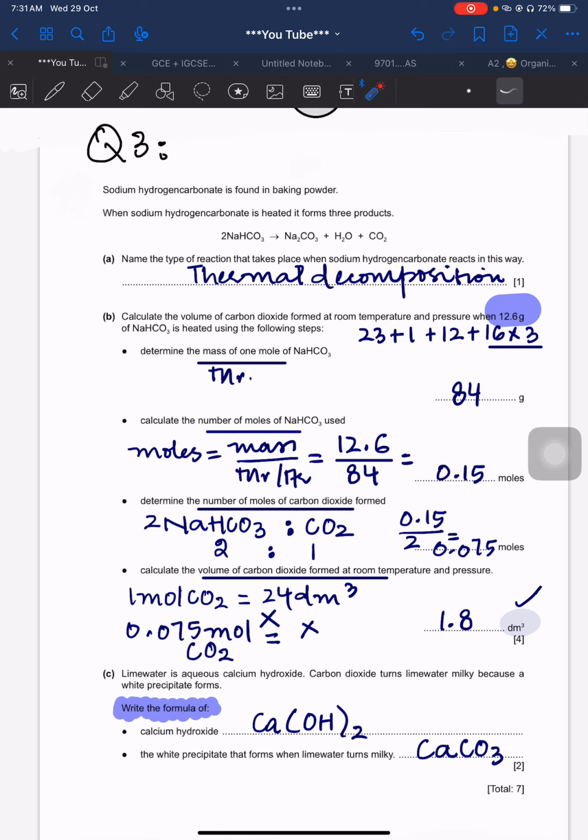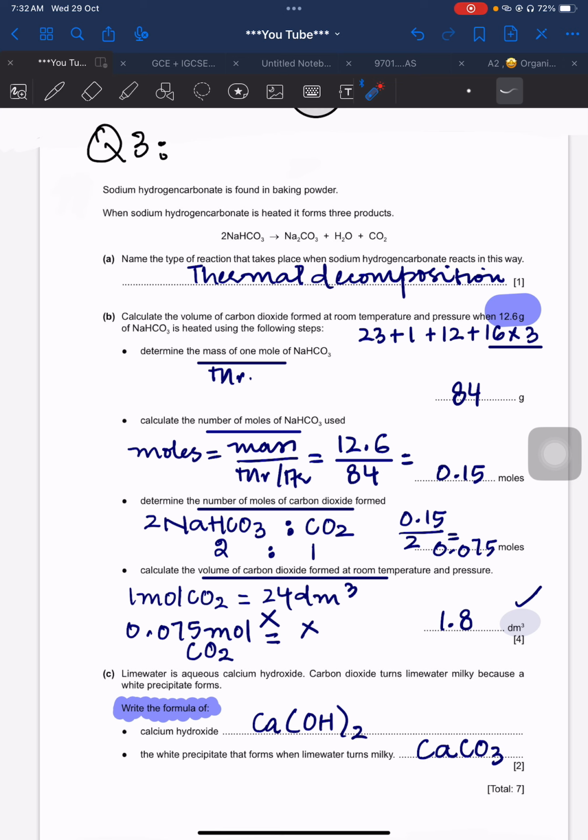Calculate the volume of carbon dioxide formed at room temperature and pressure when 12.6 grams of NaHCO3 is heated, using the following steps. Determine the mass. Here he is asking this question by giving you all these steps. Guys, can you look at that right now? The examiner in these types of questions can give you some steps, and can also ask the question directly. Instead of giving all these steps, he just gives you space to calculate the answer. So you need to go through all these steps one by one, and then reach the answer.